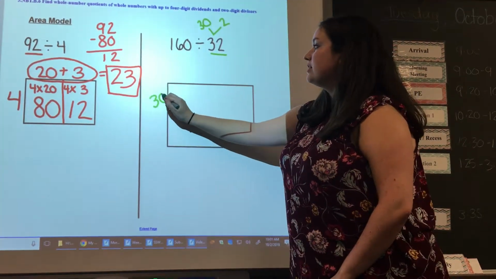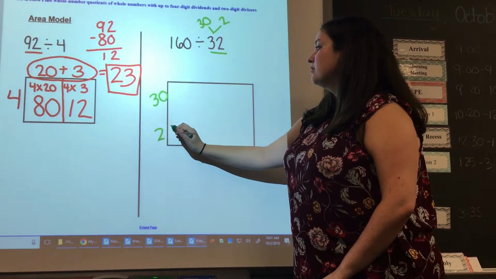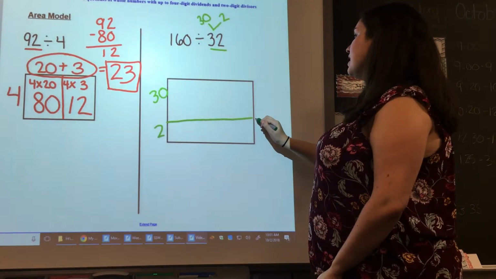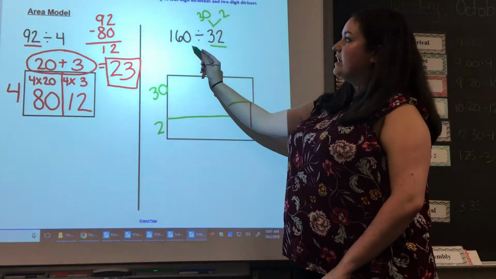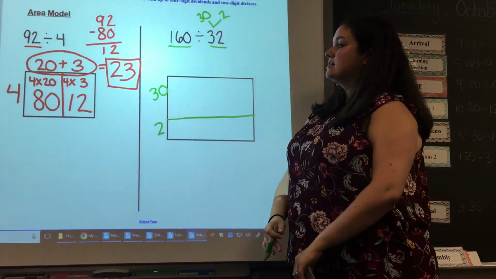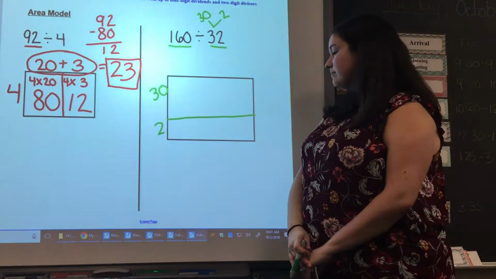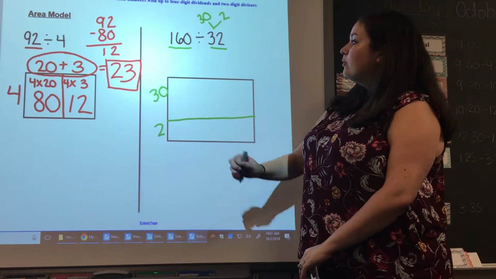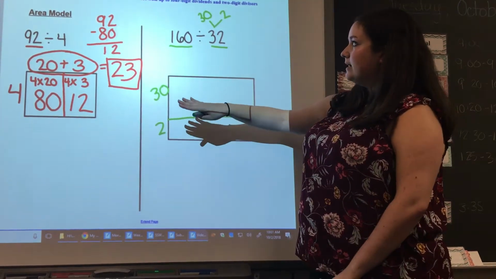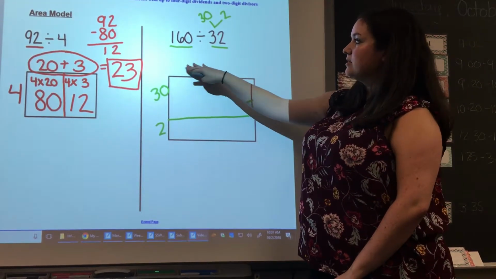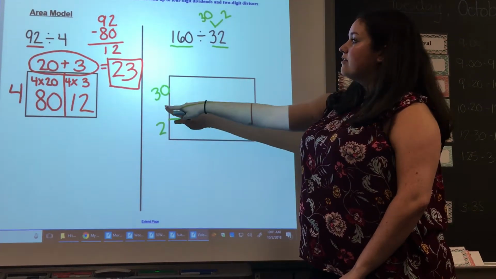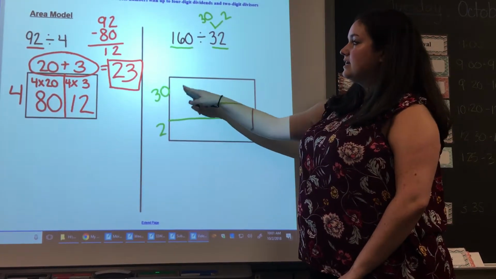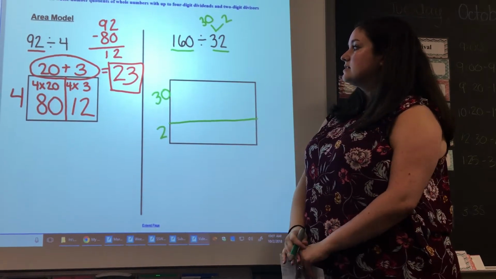So I'm going to put 30 and 2. We draw a line to split the box. Again, this whole box is going to end up having an area of 160. That's what we're looking for. So whatever you multiply 30 by, because we're looking for this top section just like we were in the last one, 30 times something needs to get me close to 160.